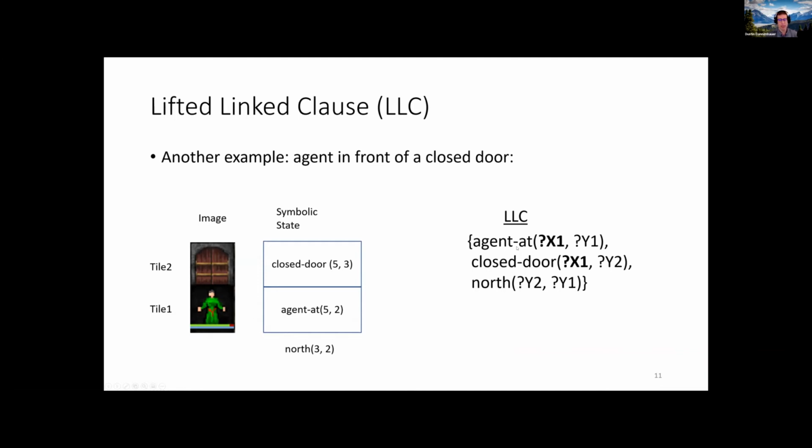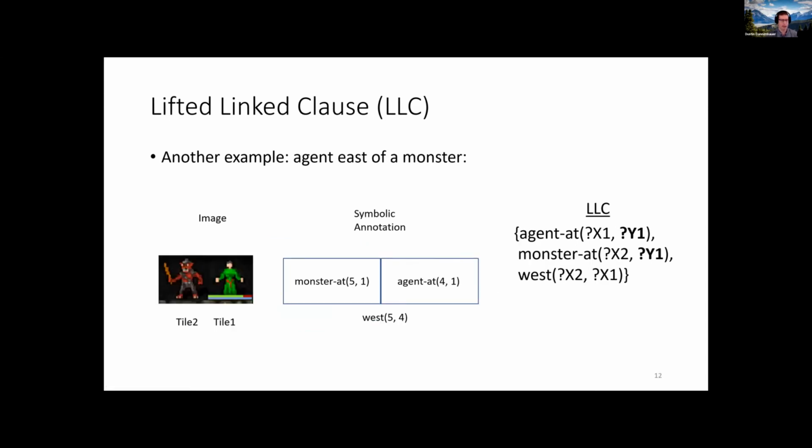Because we have variables that are connected across these predicates, we're describing all situations, no matter the specific state, where the agent has a closed door north of it. One final example: if we had a monster west of the agent, this might be the exact symbolic state, and this is what the LLC would look like.